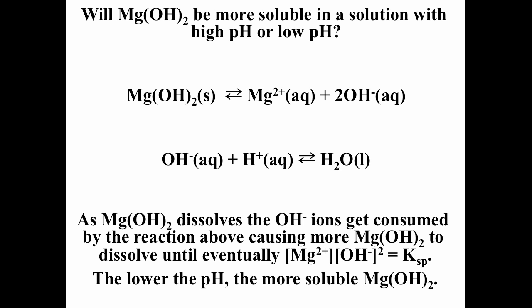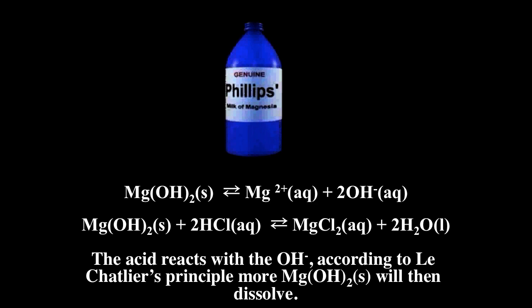Now, milk of magnesia is actually a suspension of magnesium hydroxide. Now, in water, it doesn't really dissolve. It has a very small Ksp, but your stomach has hydrogen ions. It is very acidic, and so when the milk of magnesia gets to the stomach, the acid consumes the hydroxide, and it takes this reaction to the right.